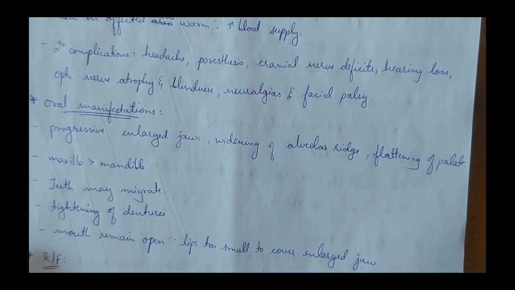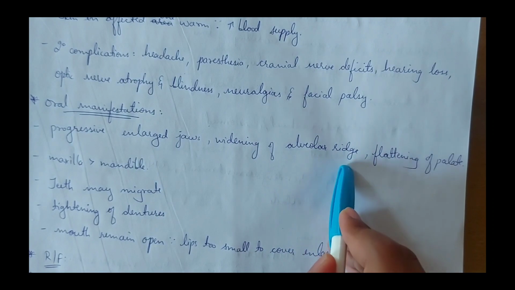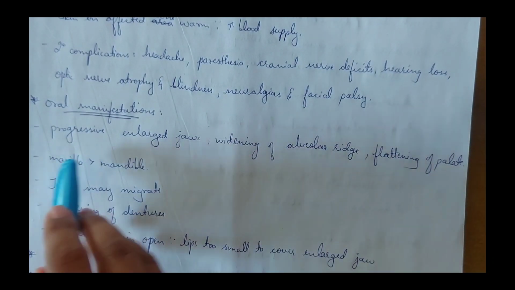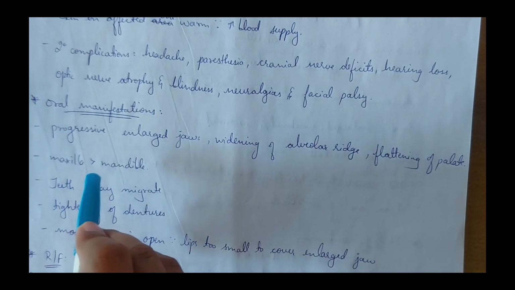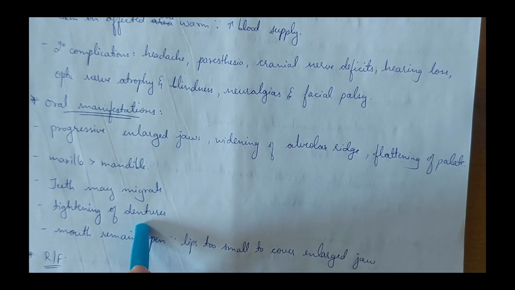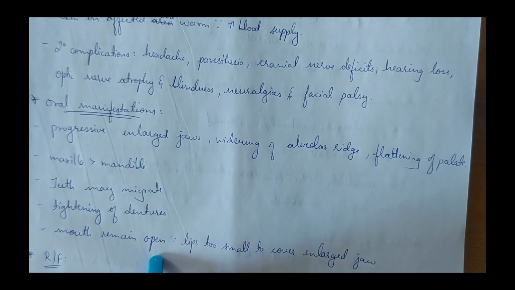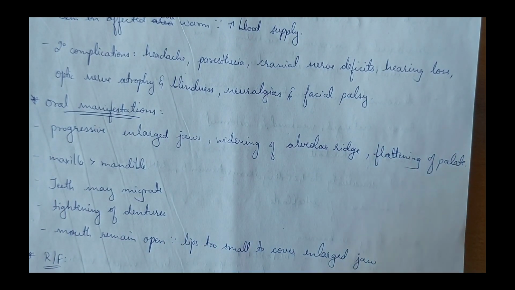Moving on to the oral manifestations, there's a progressive enlarged jaw, widening of the alveolar ridge, and flattening of the palate. Maxilla is mostly affected rather than mandible. Teeth may migrate, and dentures become tight since the alveolar bone is widened. Mouth remains open because they cannot close the mouth properly due to the enlarged jaw. So the lips are too small to cover the enlarged jaw.